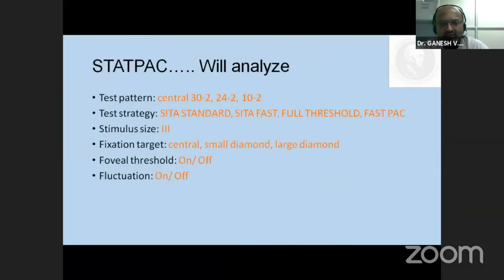Now, the machine has a software which is known as the StatPac, and as you all know with computers, whatever you put into it is what comes out. So if you put in proper things, you'll get a decent report which you can interpret. So it will analyze certain conditions only. Test pattern is central 30-2, 24-2, 10-2. Test strategies are SITA Standard, SITA Fast, FastPac, full threshold, and the stimulus size only size 3. Anything else, it may not analyze and give you an appropriate result.